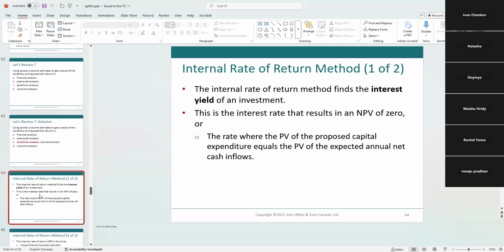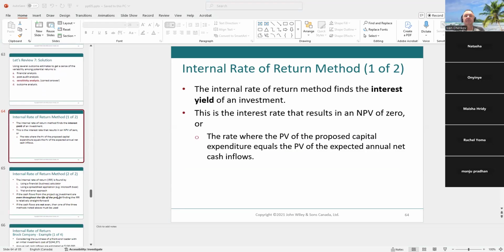So, internal rate of return. Finally, we came to the internal rate of return. What's the internal rate of return? The internal rate of return is simply the rate that brings the net present value to zero. So how much return this project is actually going to give you.